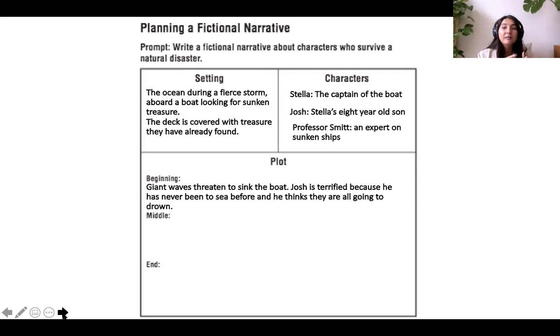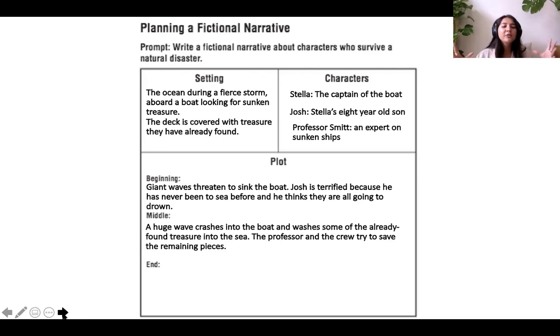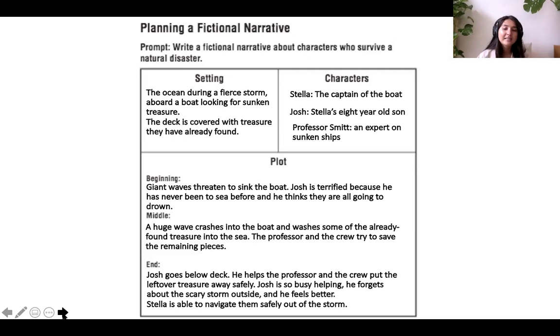In the middle, something is going to go terribly wrong. I'll show you what it is. In the middle, a huge wave crashes into the boat and washes some of the already found treasure into the sea. The professor and the crew are running around frantically trying to save the remaining pieces. In the end, Josh goes below the deck. He helps the professor and the crew put the leftover treasure away safely. Josh is so busy helping, he actually forgets about the horrific storm outside and he feels a bit better. Thankfully, in the end, Stella, the captain, is able to navigate them safely out of the storm.